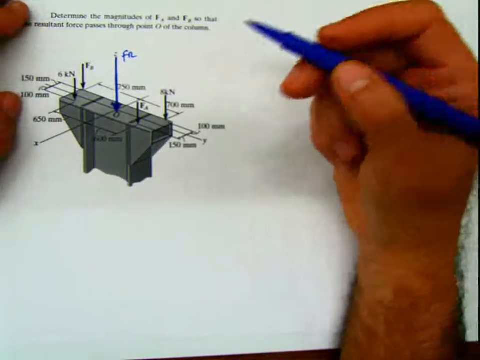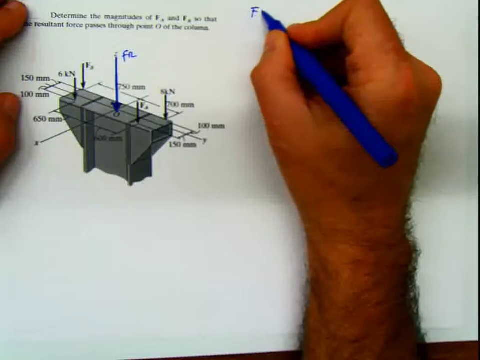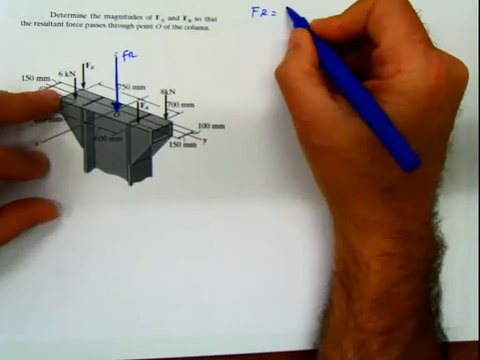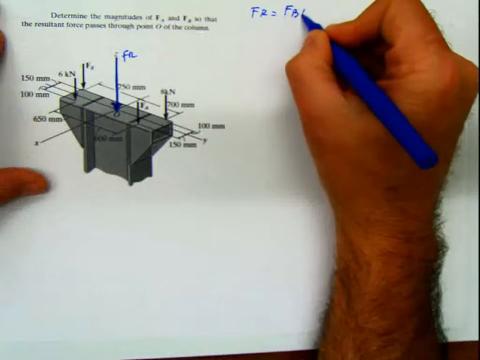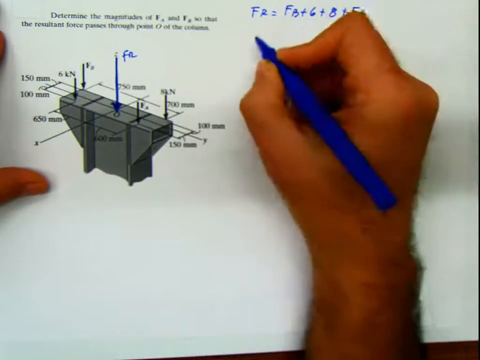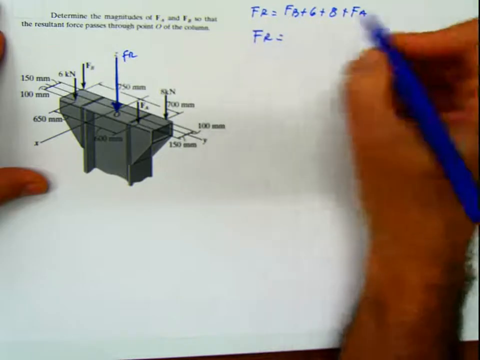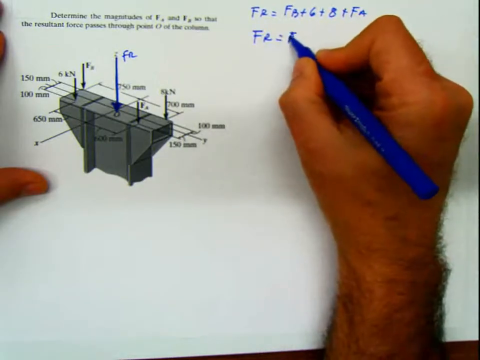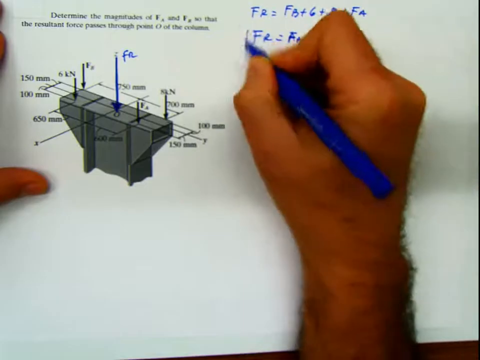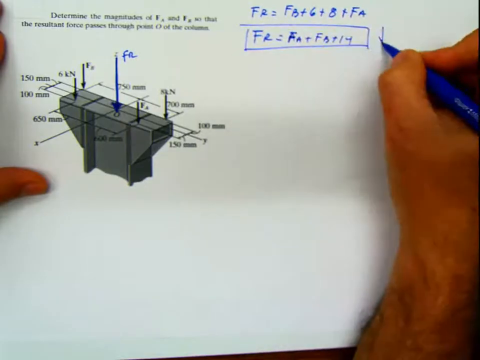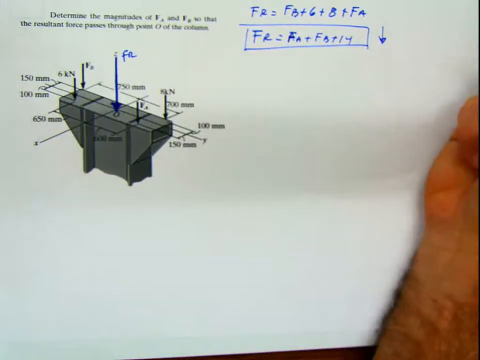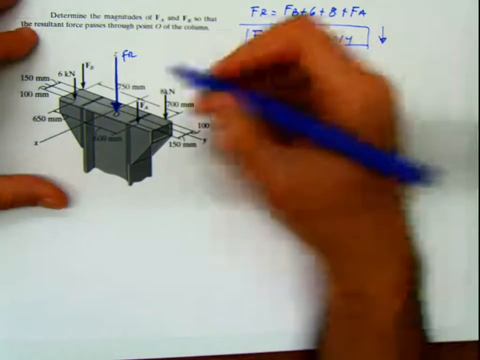So what do we have to do? My resultant force is going to be the summation of all the forces, FB plus 6 plus 8 plus FA, or I can say that my resultant force is going to be FA plus FB plus 14, and that is acting in this direction, which is negative k. I know that.